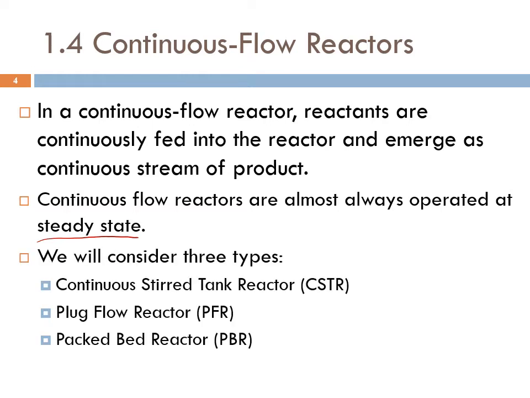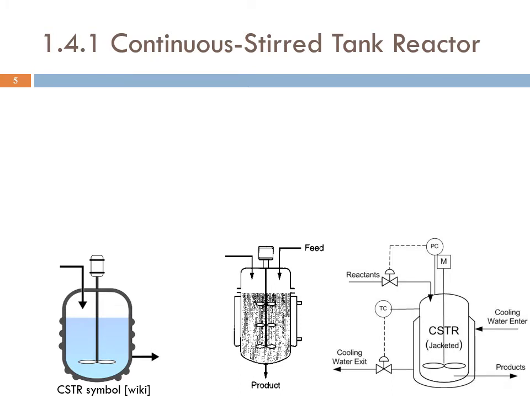We will consider three types of continuous flow reactors, as I mentioned: the continuous stirred tank reactor, CSTR, the plug flow reactor, PFR, and the packed bed reactor, PBR. The last two can be referred to as tubular reactors, and you will get to know in the following lecture why they are called so. Okay, continuous stirred tank reactors. As you can see, it can be symbolized by any of these schematic diagrams. For those who are taking control, they can relate why we have all of that.